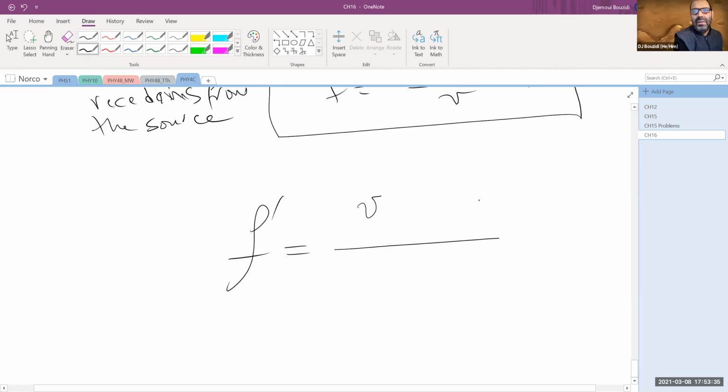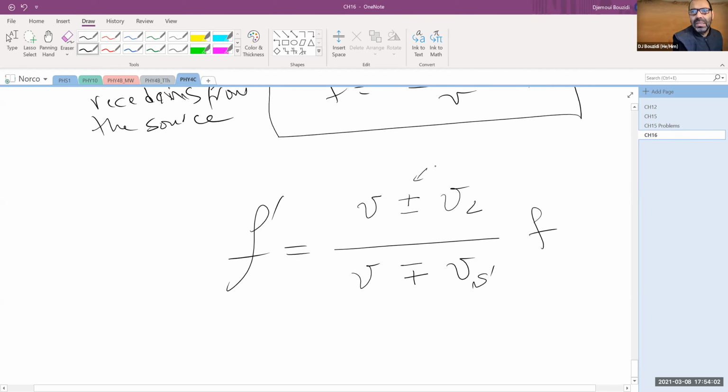It's going to be v and vL in the numerator. It's going to be v and the source velocity in the denominator, where v is the speed of the wave. And f in this case. If the observer is approaching, it's a plus. If the observer is receding, it's going to be a minus. If the source is approaching, it's going to be a minus. If the source is receding, it's going to be a plus.